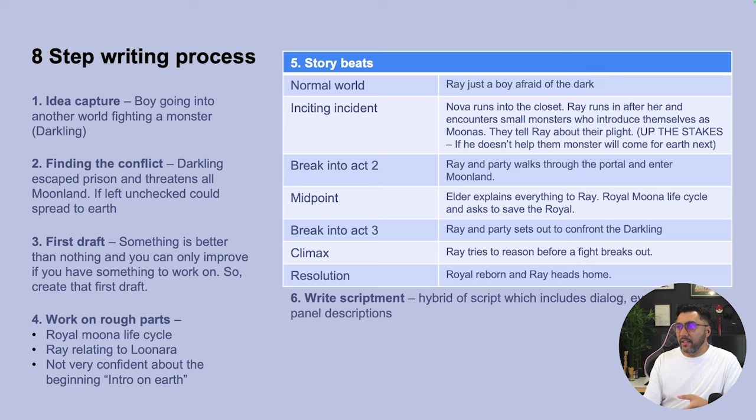And then in step 6, write scriptment. So scriptment, basically, from what I understood in Jake's video, is a hybrid of script which includes dialogues, events, and panel descriptions. So this is similar to what I did in my process, where I have my dialogue and description of what I want the scenes to look like. So that's pretty much what he's doing there.